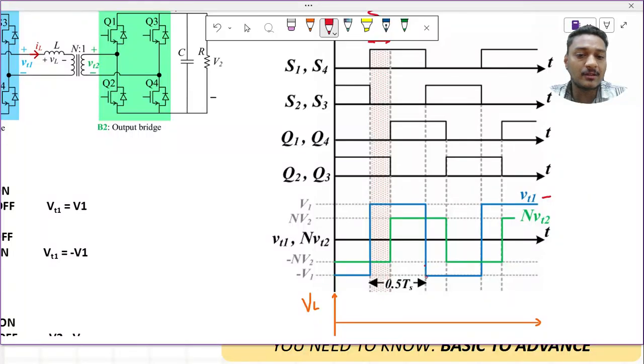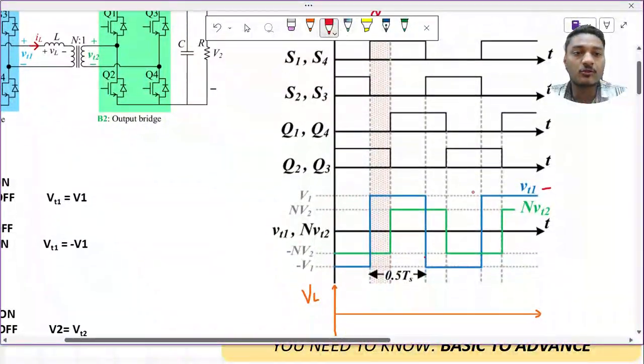And this will be there up to a particular point, unless S1 and S4 turn on again. So initially it is plus V1, then it goes to minus V1, and it is minus V1 for some duration, and then again it will become plus V1 when S1 and S4 are on. So we are pretty much clear what the waveform of VT1 is.